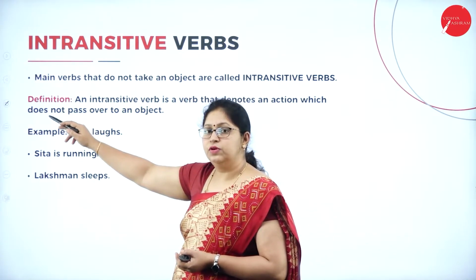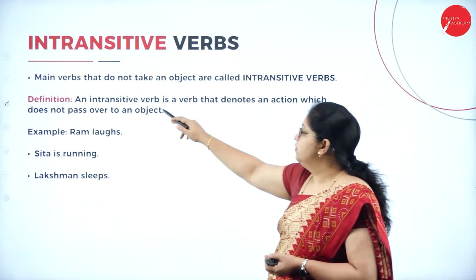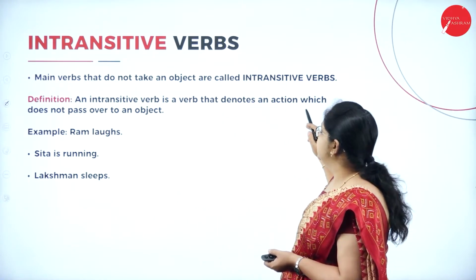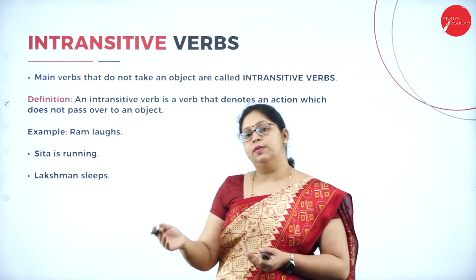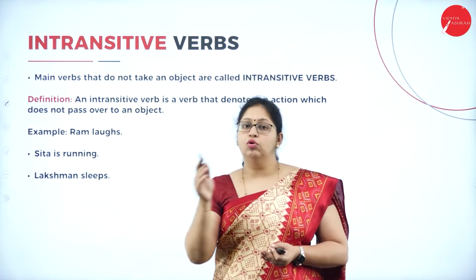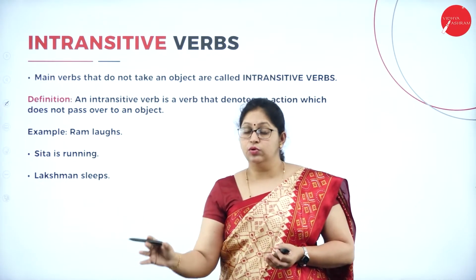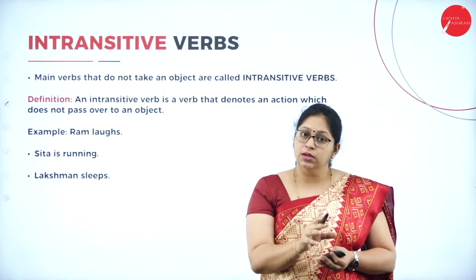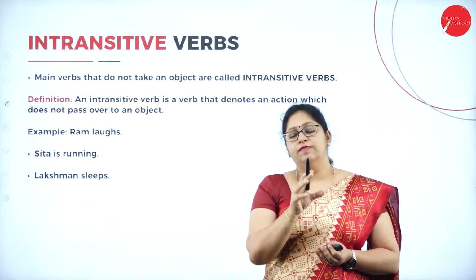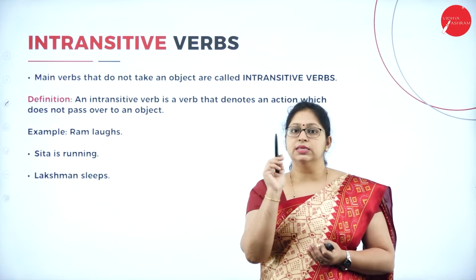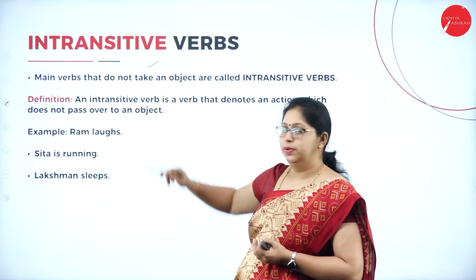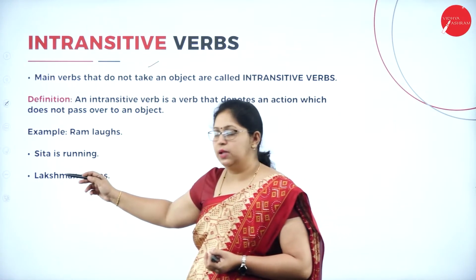Definition for intransitive verbs. An intransitive verb is a verb that denotes an action which does not pass over to an object. So it does not pass from subject to object. What subject is doing, to whom or to what, that is object, correct? So if object is not there in a sentence, then the verb in that sentence is intransitive verb. Okay, let us see some examples.